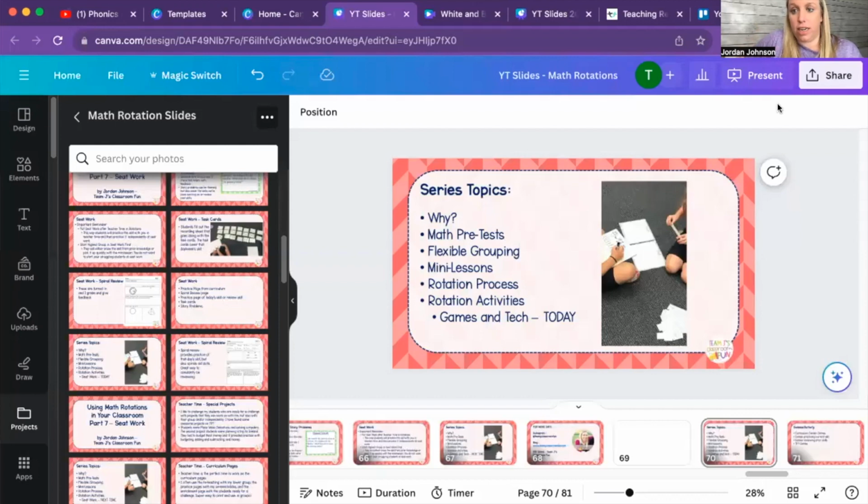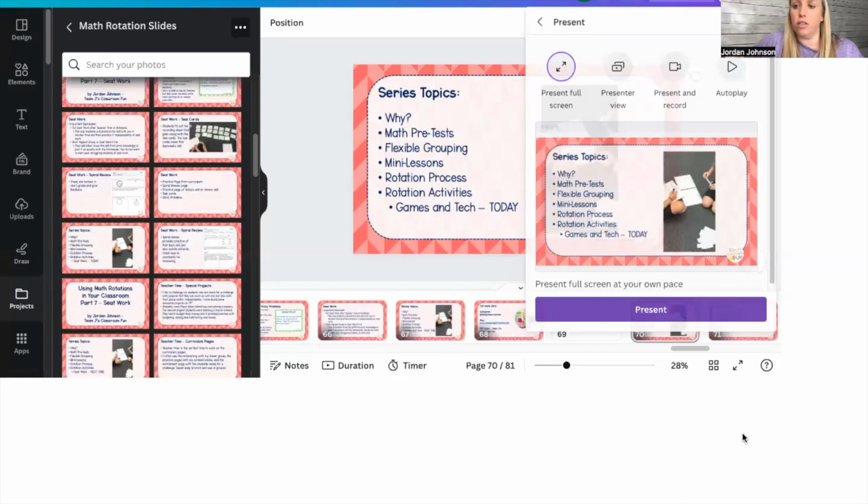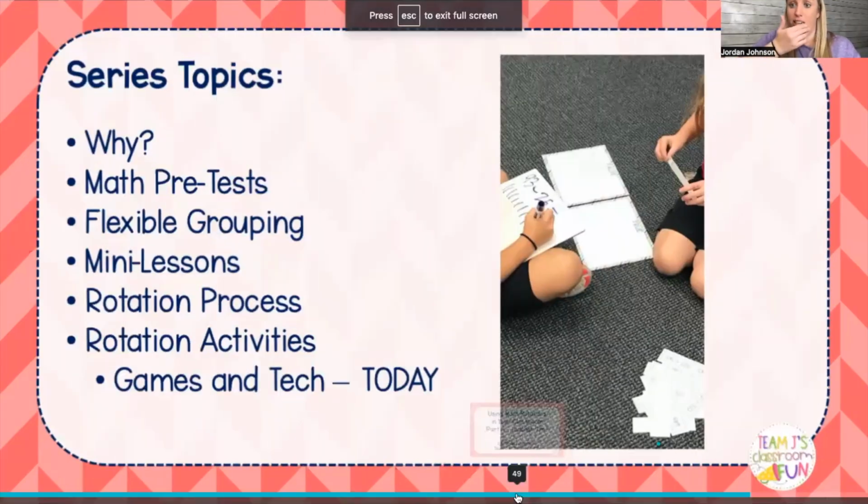Today I'll be continuing on talking about what I actually do at the math rotations. And today we're going to be focusing on the game and the tech piece, which are two of the rotations. They're a little bit quicker ones to talk about, which is why I put them together.